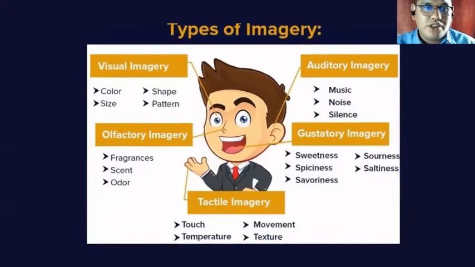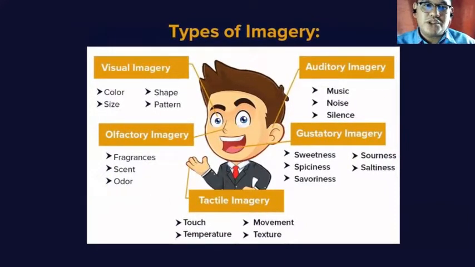So under visual imagery is color, size, shape, and pattern. Auditory imagery, music, noise, silence. Olfactory imagery, fragrances, scent, odor. Gustatory imagery, sweetness, spiciness, sourness, saltiness, savoriness. And sa tactile, guys, touch, temperature, movement, texture.